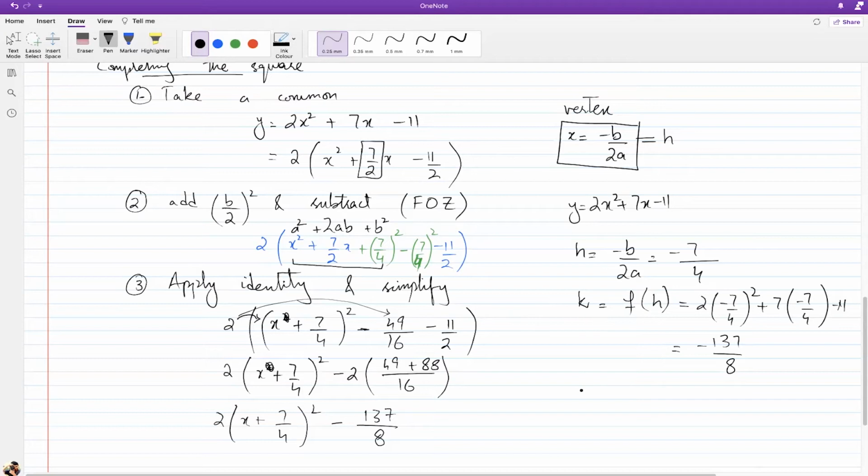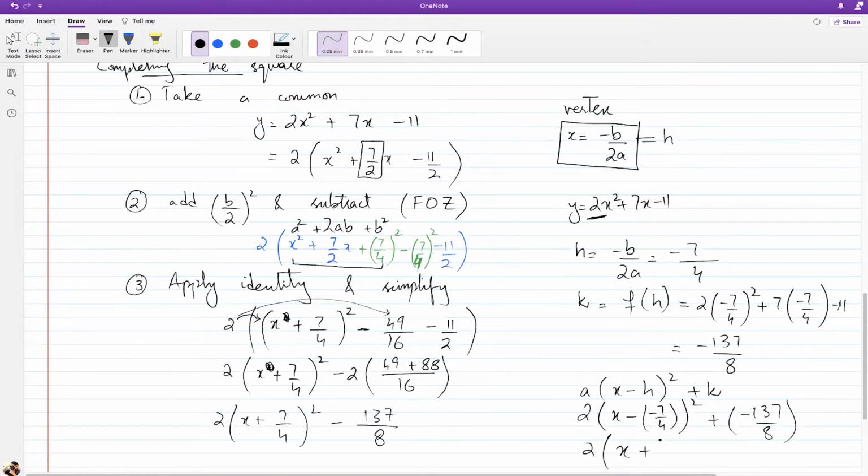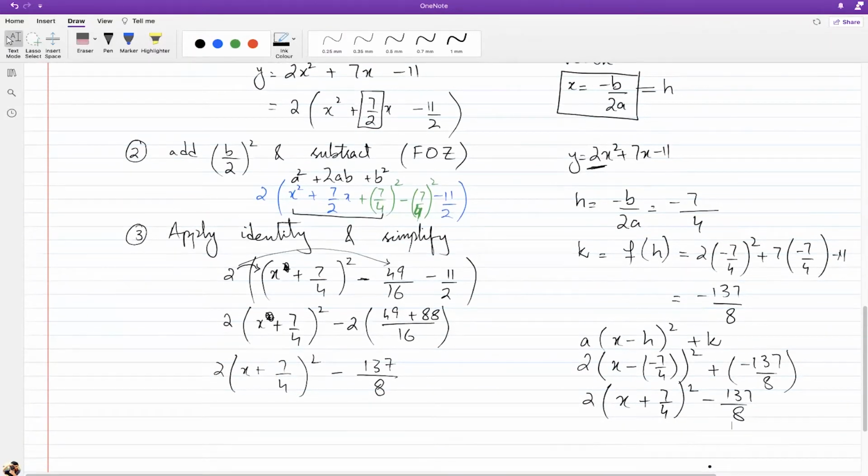So you plug it into the equation. A x minus h whole square plus k. You know a is 2 from here. X minus h is 7 by 4, so minus 7 by 4 plus k minus 137 by 8. And that way we don't have to do the process of completing the square. We have directly done it. So 2 ways of doing the same thing. One is called completing the square. The other is called HK method.